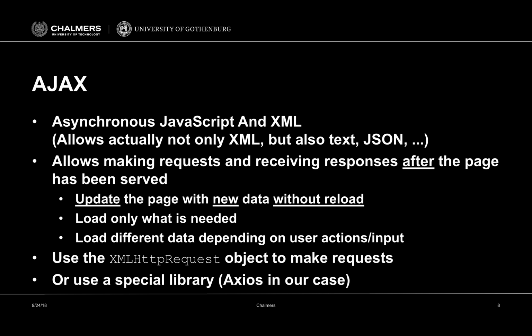And that means you can have a website where you only load whatever is needed, for example, some kind of introduction text and so on. And then whenever the user does something, for example, logs in or provides some new information, you can load new things in the background. And the JavaScript way to do that is to use the XML HTTP request object, so a specific object that you create to make a request, an HTTP request. Or to make things simpler, you could use a specialized library. And in our course, we recommend Axios, but it's essentially the same as an XML HTTP request. It just simplifies a lot.